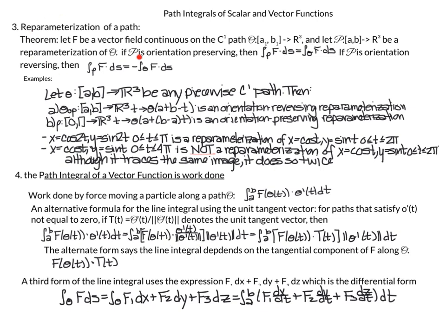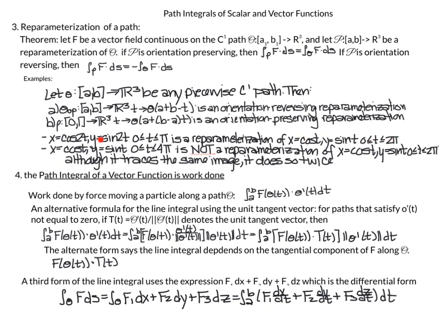I'm going to come back up here to talk about reparameterization of a path. You can have an orientation reversing parameterization, which we had seen in the video and which I also talked about on the previous slide. But we also had these two examples here, which I wanted to talk about. We have x equals cosine 2t, y equals sine 2t, for t between 0 and pi. And we said that was a reparameterization of x equals cosine t, y equals sine t, when t goes from 0 to 2 pi.